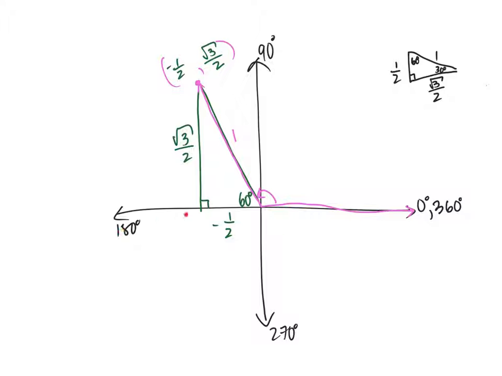Now for my terminal angle, what's 180 minus 60? Let's do the math. If you subtract 60 from 180, you get 120 degrees. So this is 120 degrees.